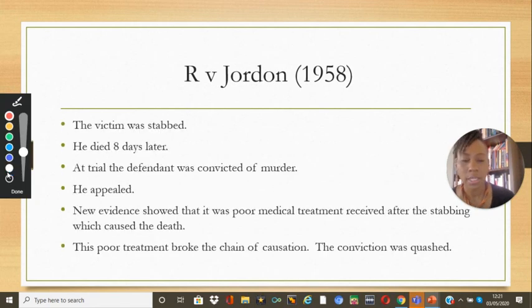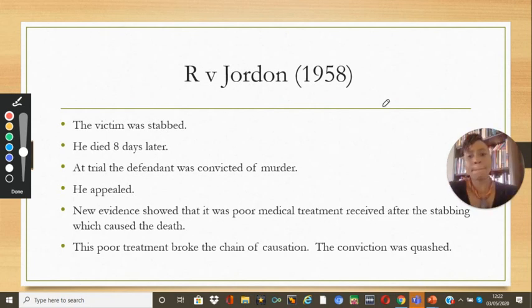Oh no, we should have Jordan, 1956. I'm going to change that here, in red pen. It's a 6, guys. It looks kind of like a 6. So Jordan, 1956. In this case, the victim was stabbed, and he died 8 days later.